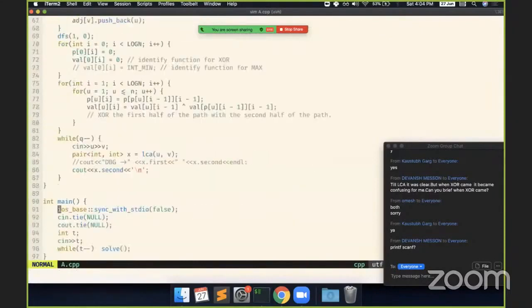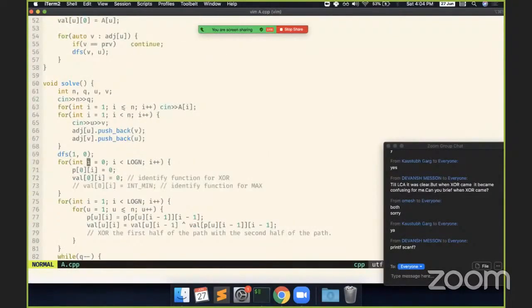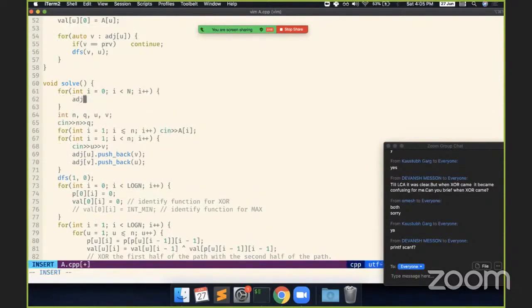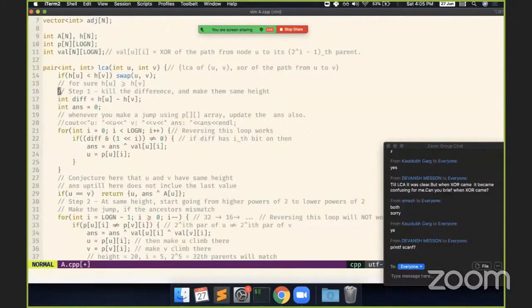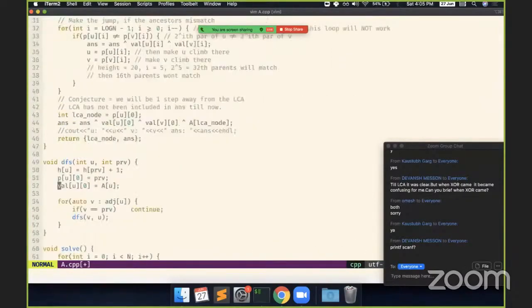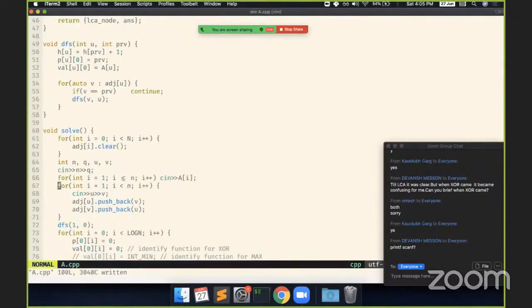Let's just see this again. T is being taken, then U and V are being taken. Oh, sorry, this was a lame bug. I'm not clearing the adjacency lists. I didn't check whether I'm clearing all the data structures or not. So I should clear the adjacency lists. And what else? What other global arrays do we have? We have P, H, val. These will all be overwritten correctly next time. But clearing the adjacency list was important, which we didn't do.